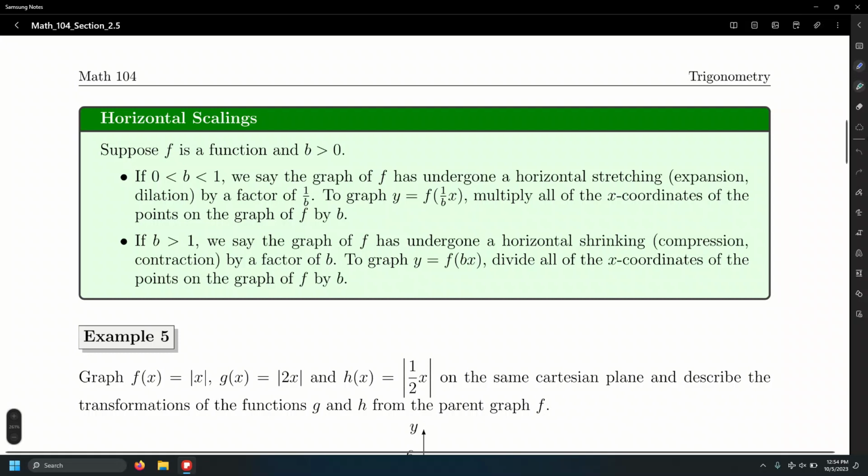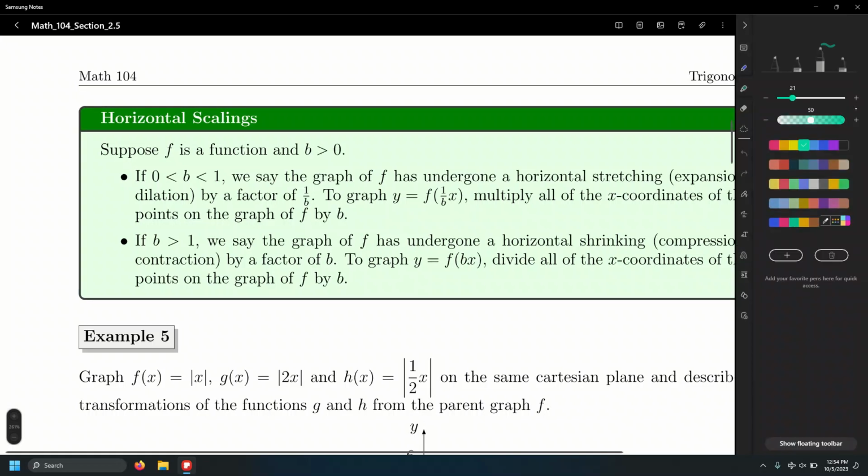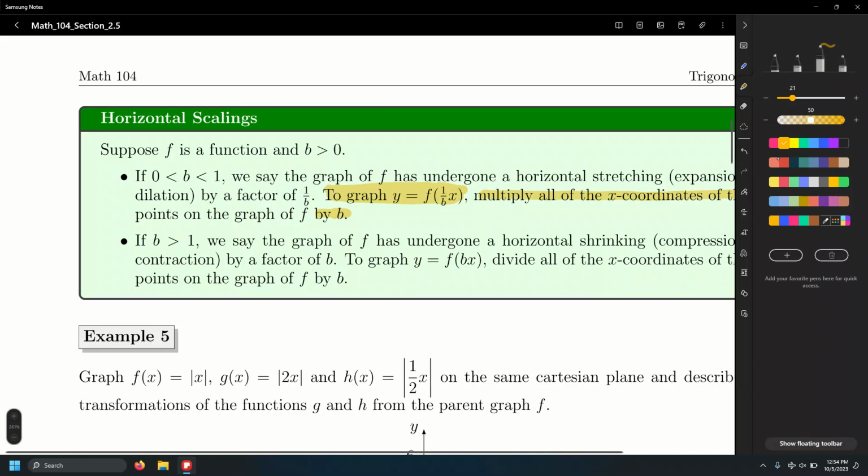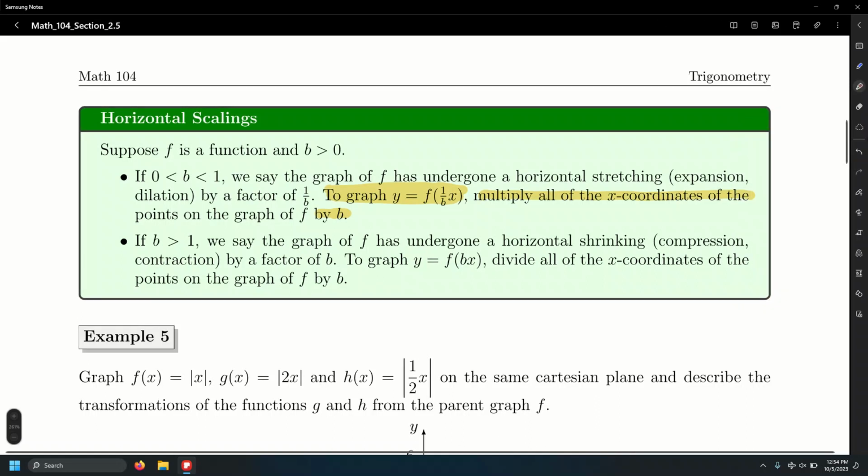All right, so let's highlight the most important part here again. To graph y equals f of bx, which is f of 1 over b times x, multiply all x coordinates by b. And on the other hand, when we see the number multiplying, we do the reverse, which is to divide. So to graph y equals f of bx, divide all x coordinates by b. So in this case, it's the reverse.